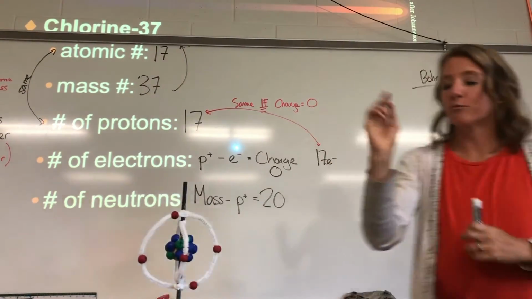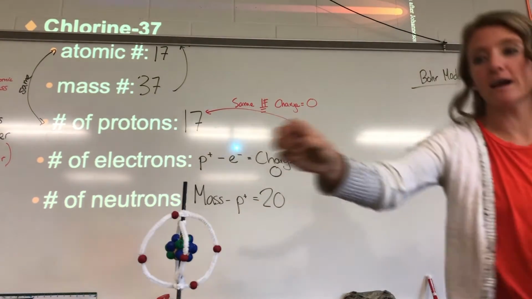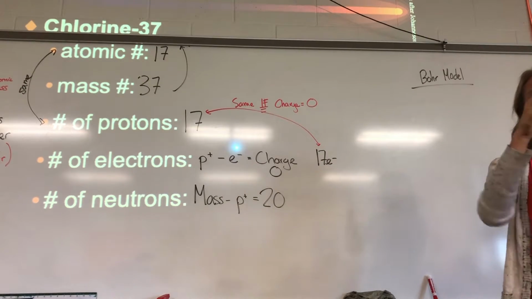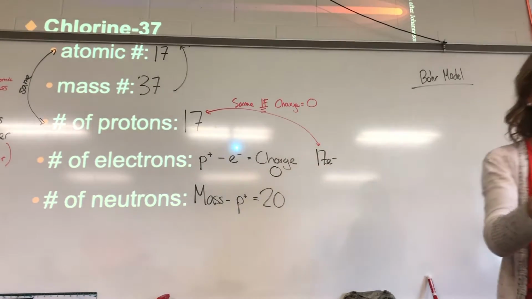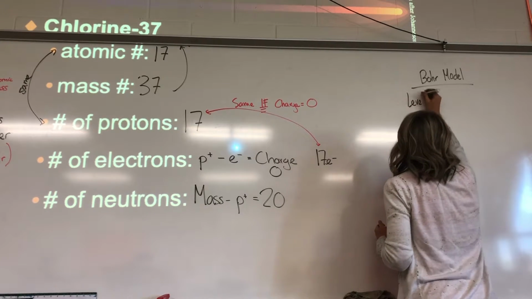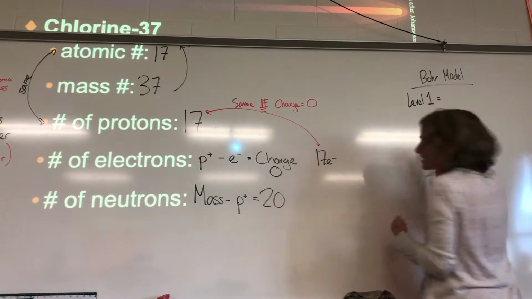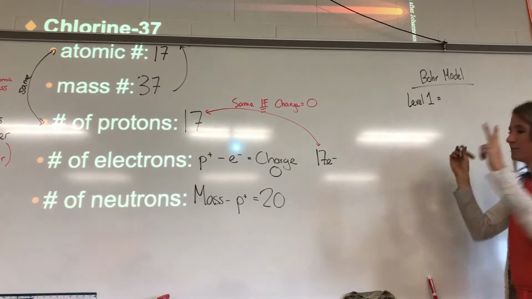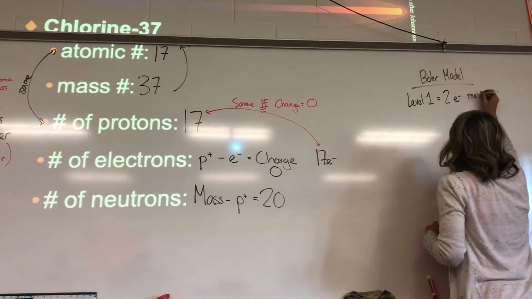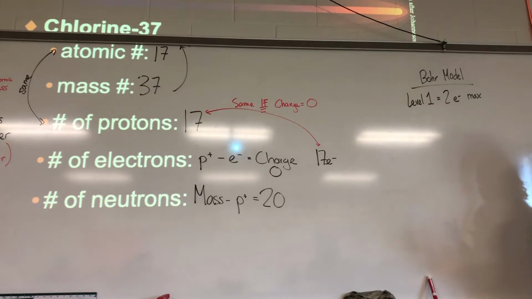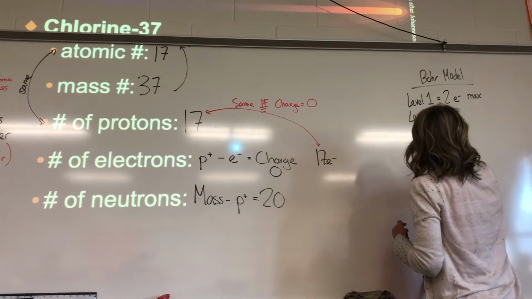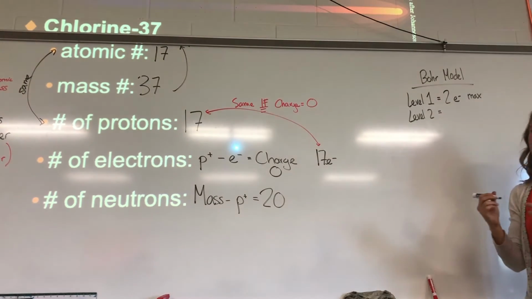Okay? Now, the rule with Bohr's model, and this is true outside of it too, is there's a max number of electrons that can dwell on each energy level. So they can only hold so many. So level 1, inside the atom, does anyone know how many electrons it can hold? 2. So that's the max it can hold. Okay? The second energy level can hold 8.